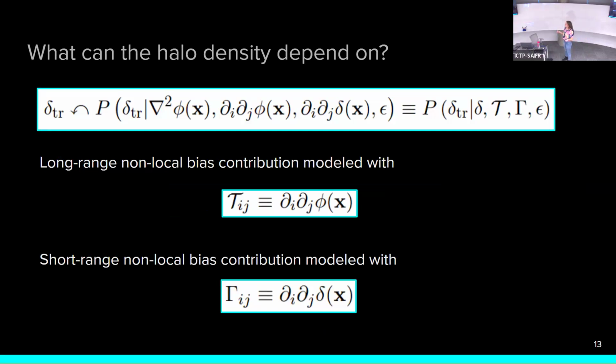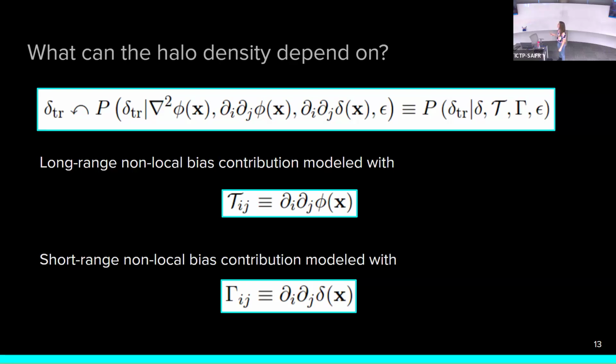So the question is, what can the halo density depend on? There is a huge literature on that, on halo bias, right? Here I'm based on a few works. But if you have questions, ask, because the nomenclature sometimes is mixed.